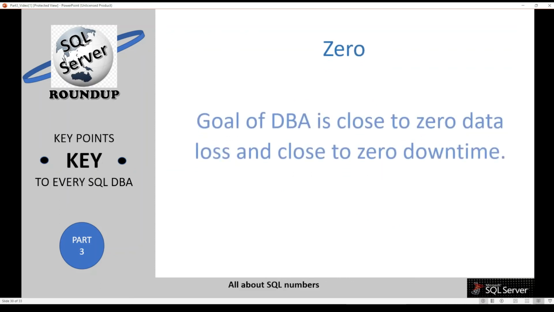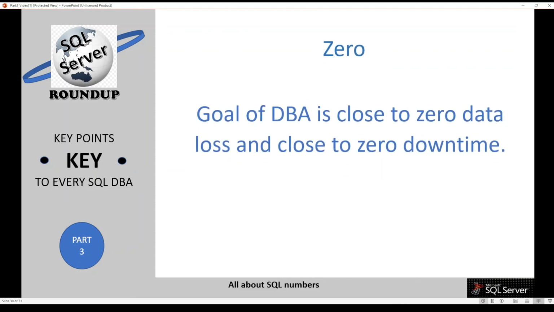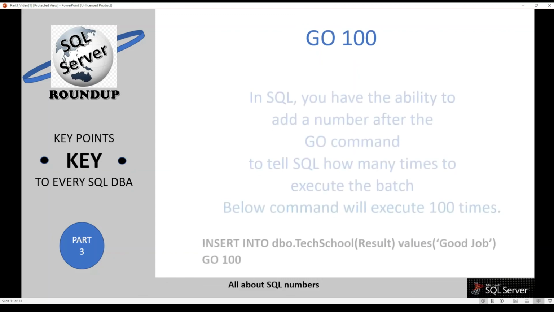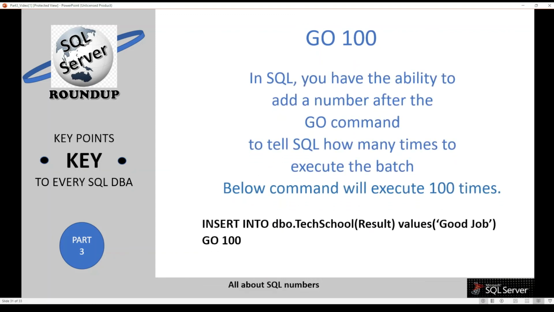Zero. The goal of a DBA is close to zero data loss and close to zero downtime. GO 100. In SQL, you have the ability to add a number after the GO command to tell SQL how many times to execute the batch. The below command will execute 100 times.